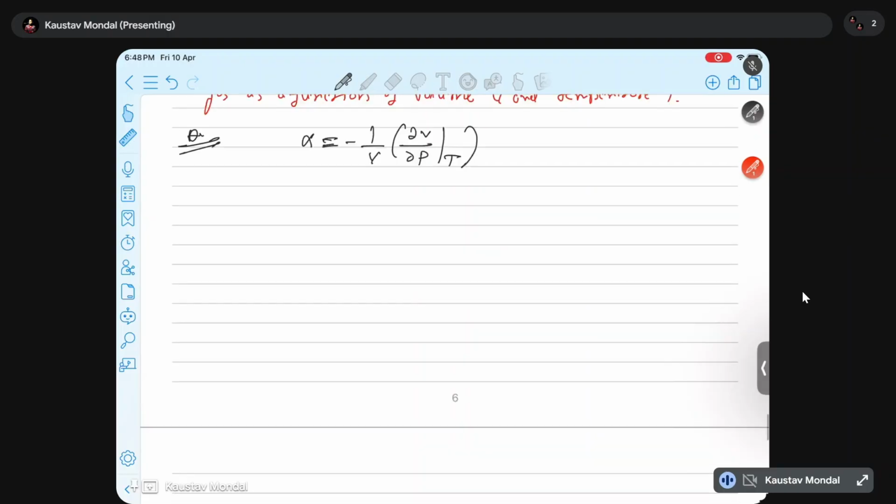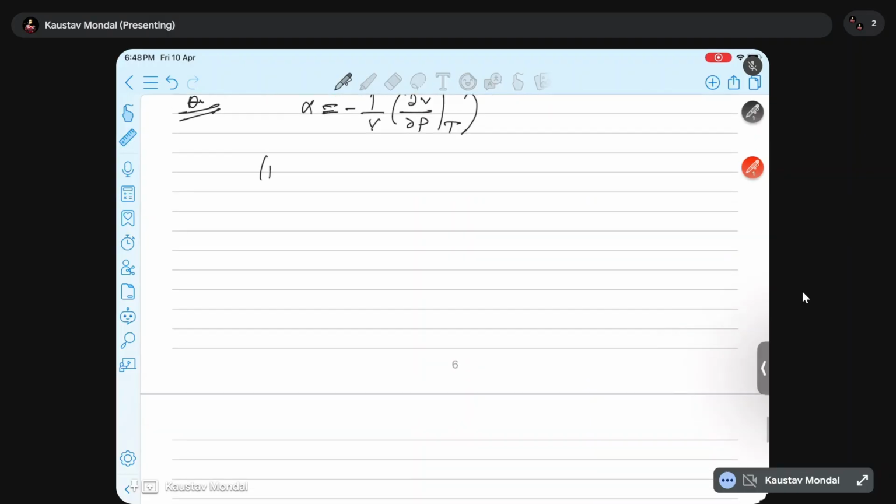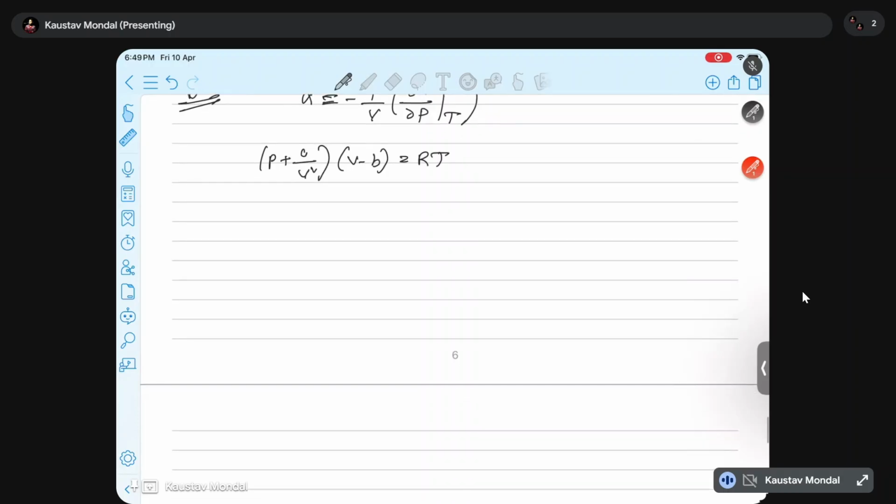So first write the van der Waals equation. The van der Waals equation is basically (P plus a by V squared) into (V minus b) equal to RT. Now since T is constant, an isothermal process, if you take the derivative on both sides, the right hand side will be equal to 0. The left hand side gives you dP minus 2a by V cube dV into (V minus b), taking the first as a constant, plus the second one, (P plus a by V squared) into dV. This is equal to 0.